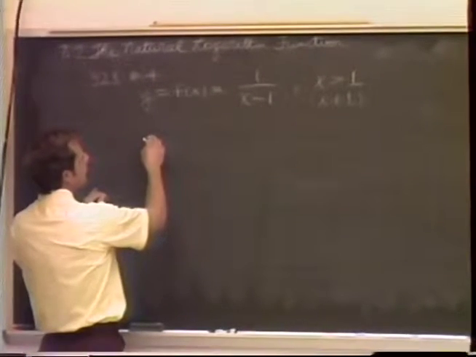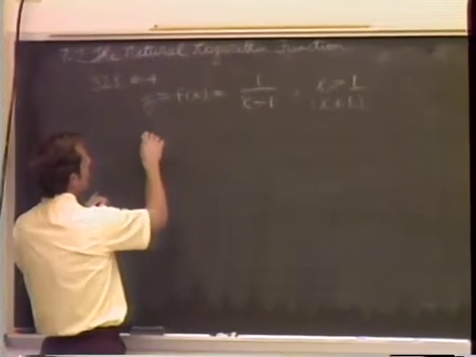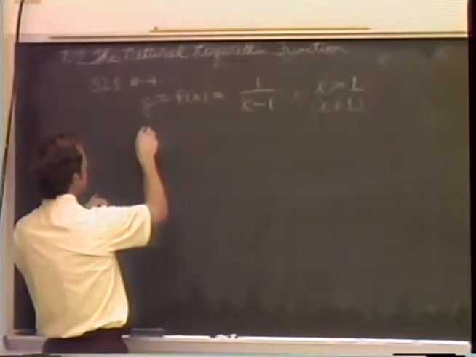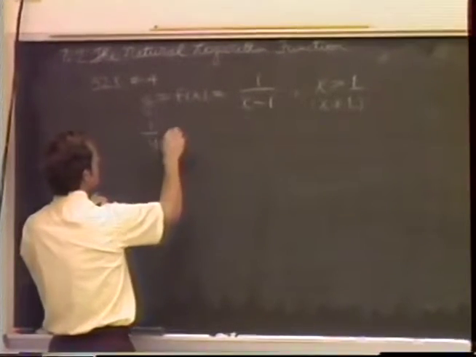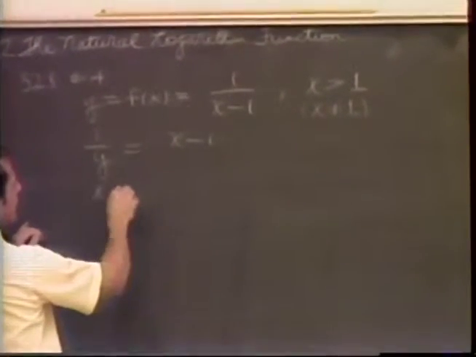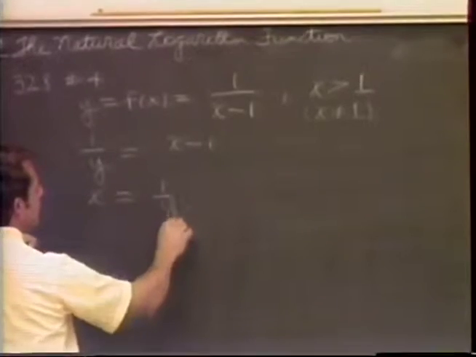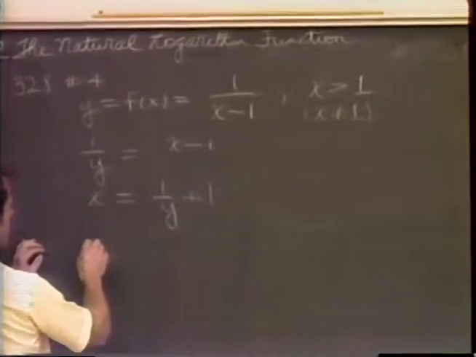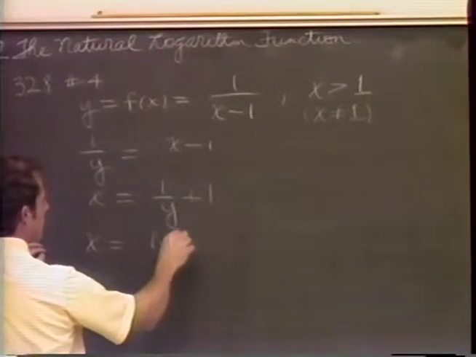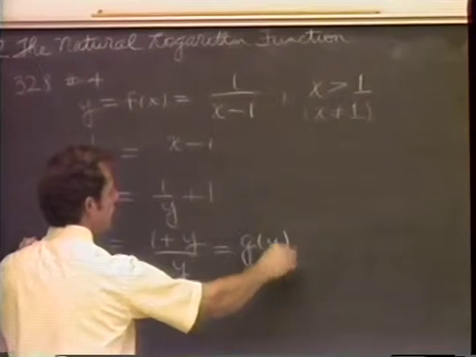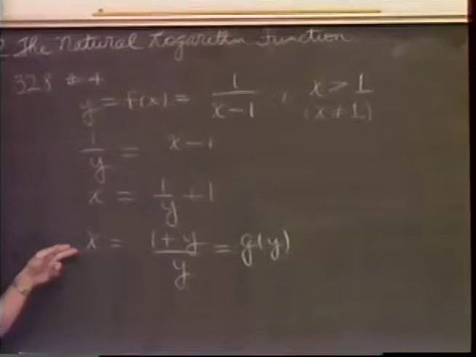Now, the problem gives you the inverse. Let's go ahead and actually try to do what we can just from what we see here. And that is, if you take reciprocals of both sides, you get this. You can add 1 to both sides, solve for x. And if you wish, you could write that as x equals 1 plus y over y. And this would be my candidate for the inverse function.